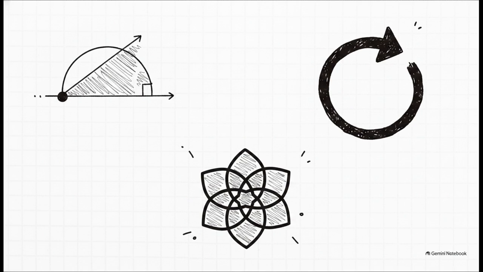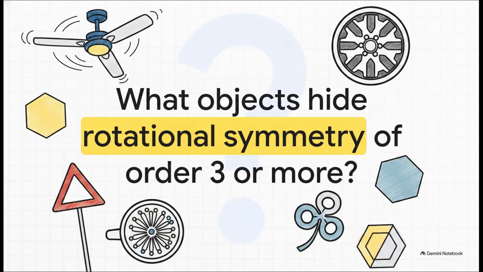And number 3, when a shape can be rotated less than 360 degrees and look perfectly unchanged, we name that rotational symmetry by its order, its fraction of a turn, or its angle. I want to leave you with a provocative thought as we wrap up. Look around the room you're sitting in right now. Seriously, look at the ceiling fan, look at the hubcaps on the cars outside, look at the bottom of your coffee mug. What everyday objects hide rotational symmetry of order 3 or more? Geometry isn't just something on a screen, it's literally the blueprint of the physical world around you.